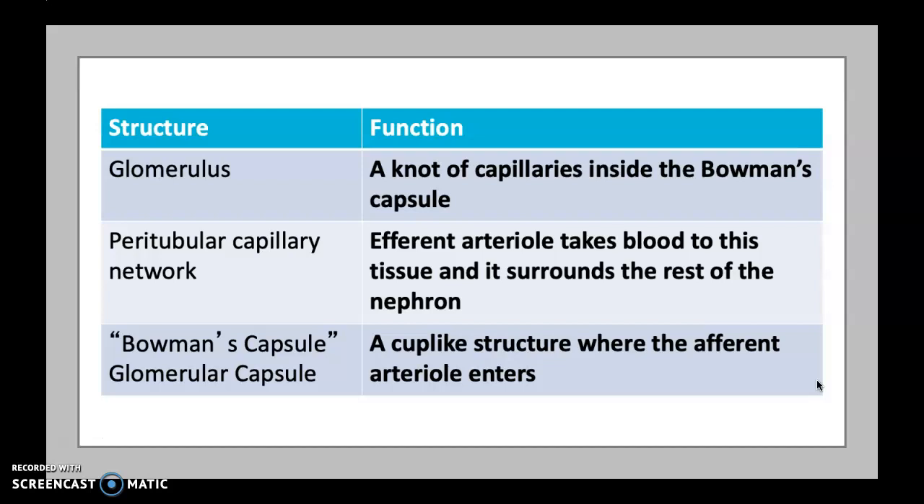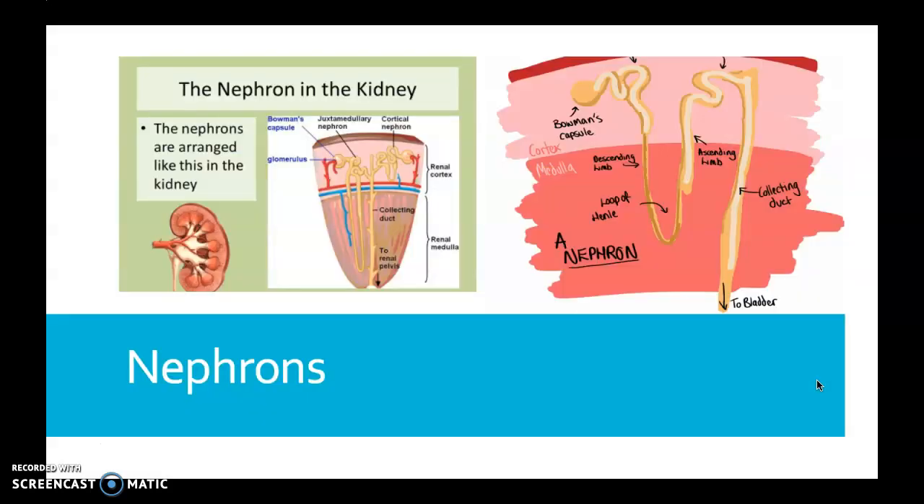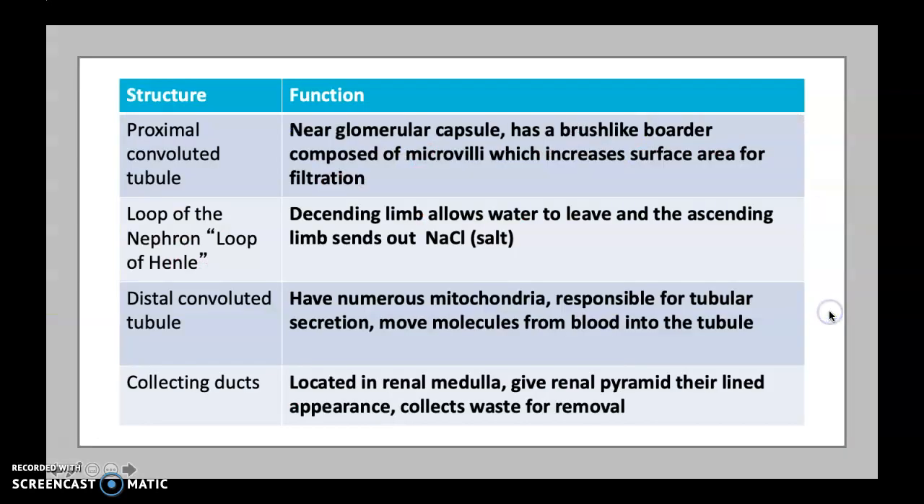So this is a cup-like structure where the afferent arteriole enters. So you can see that in a couple of different ways here. So we've got our Bowman's capsule, and inside of that are the efferent arteriole starting, and then it goes into some other structures which we'll go over right now, and you should have seen in that video as well. So we have the proximal convoluted tubule, which is near the glomerular capsule, and it has a brush-like border composed of microvilli, which increase surface area for filtration. If you remember about that, we had the same sort of microvilli increasing surface area in the digestive system.